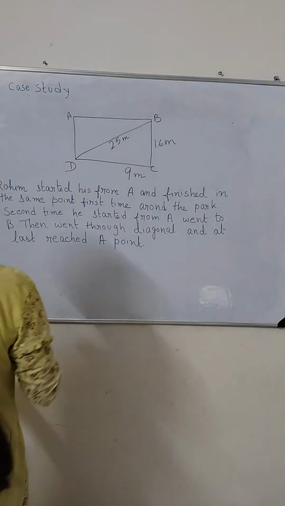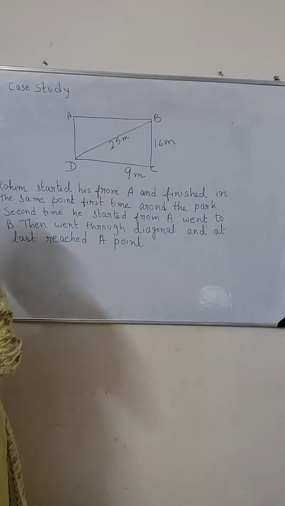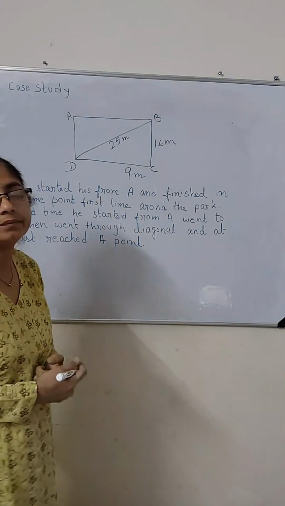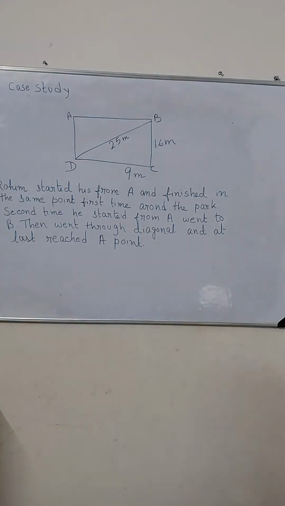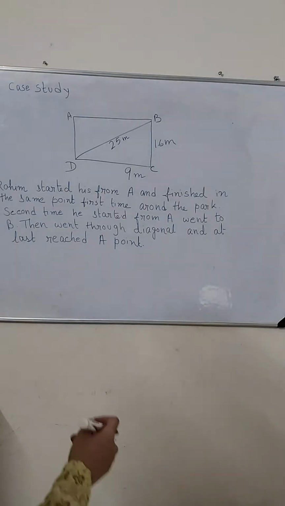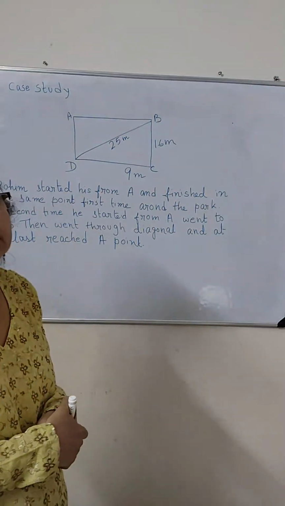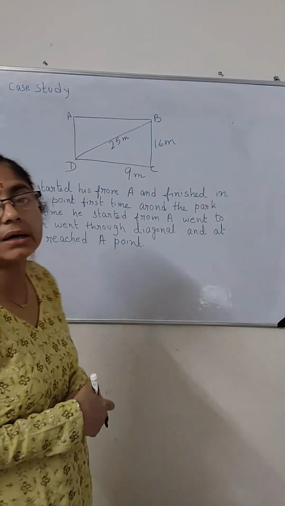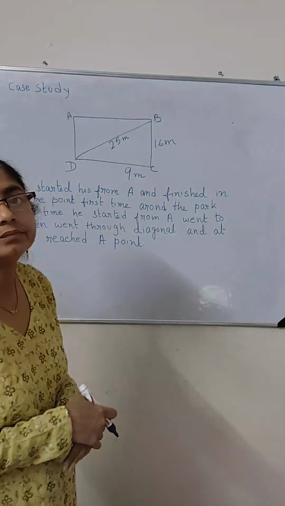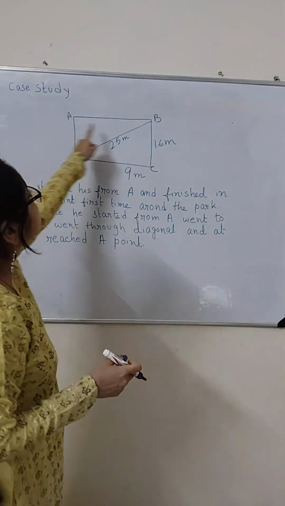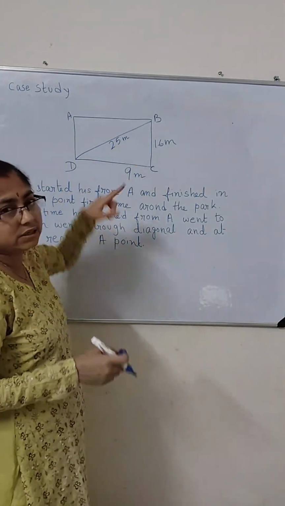Number 1. How many types of figure in the picture? In the picture, there are two types of figure. One is rectangle and one is triangle.